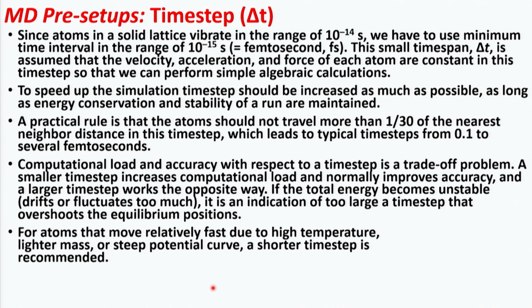Since atoms in a solid lattice vibrate in the range of 10 to the power minus 14 second, we have to use a time interval in the range of 10 to the power minus 15, because the atomic vibration is in the range of 10 to the power minus 14. So in order to realistically model the materials, the time step has to be less than that. That's why generally we use 10 to the power minus 15 second, or femtosecond. And in this small time span delta t, it is assumed that the velocity, acceleration and force of each atom are constant, so that we can perform simple algebraic calculations. So within this time step there is no change in the acceleration, velocity and so on.